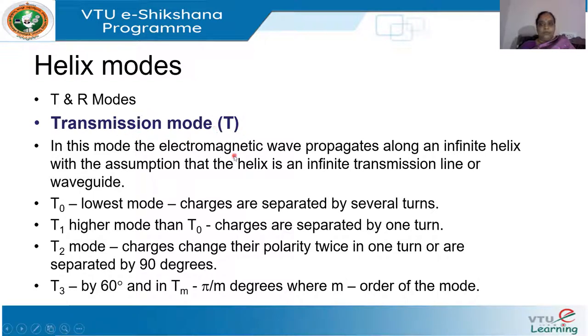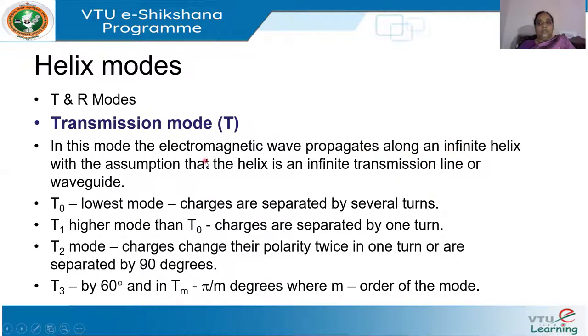In the T mode, we are assuming that the electromagnetic wave, the EM wave, propagates along an infinite axis. So you're considering that the helix is not finite. It's an infinite transmission line, and the wave keeps traveling along the helix.